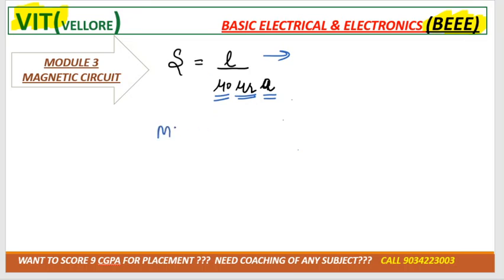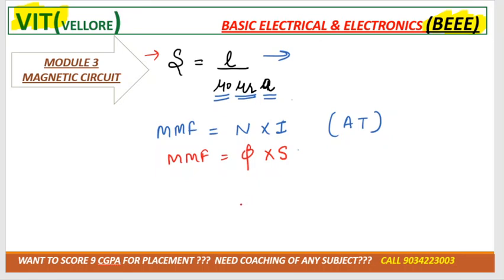Now we'll have one more formula for MMF. MMF is equal to number of turns multiplied by current, and its unit is ampere turn. Okay, so in this you have lots and lots of formulas. Basically you need to remember those formulas. One more formula related to MMF: MMF is equal to flux multiplied by the reluctance. Yeah, write down these three main formulas that will be used in your numerical.